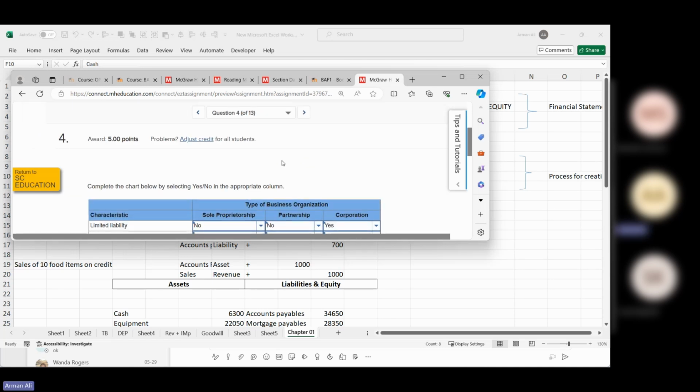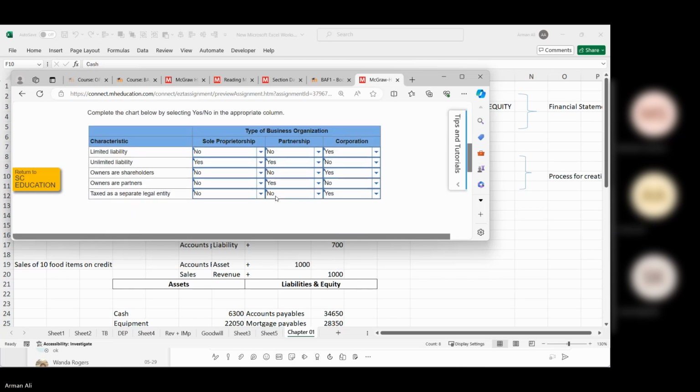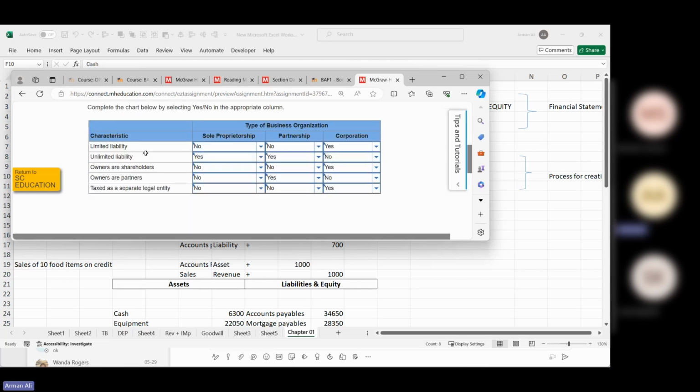Complete the chart below by selecting yes, no in the appropriate column. This is from the types of business organization. Limited liability, this is open book. You can actually see it in your book as well. Sole proprietor, partnership, corporation, do they have limited liability? Sole proprietor and partnership do not have. They end up paying through their assets, personal assets. Corporation does. Unlimited liability, the exact opposite of that for all of these.